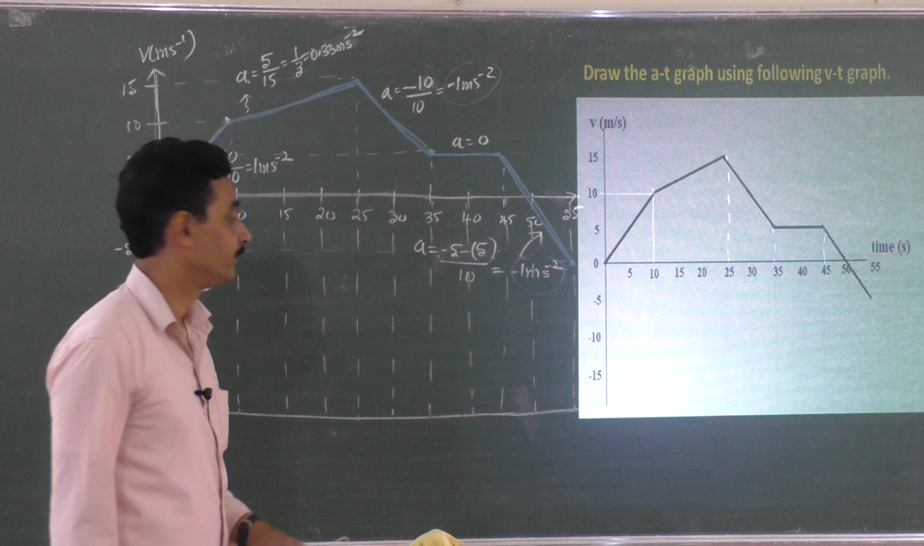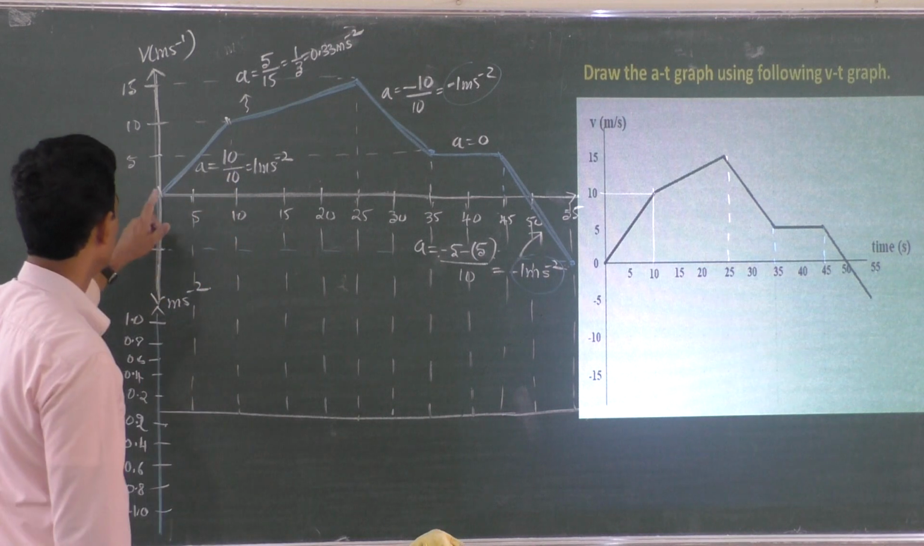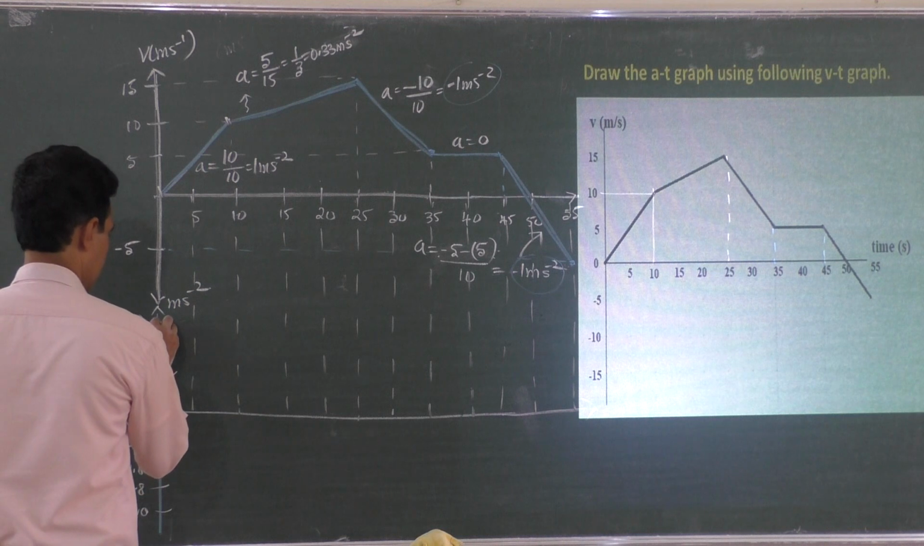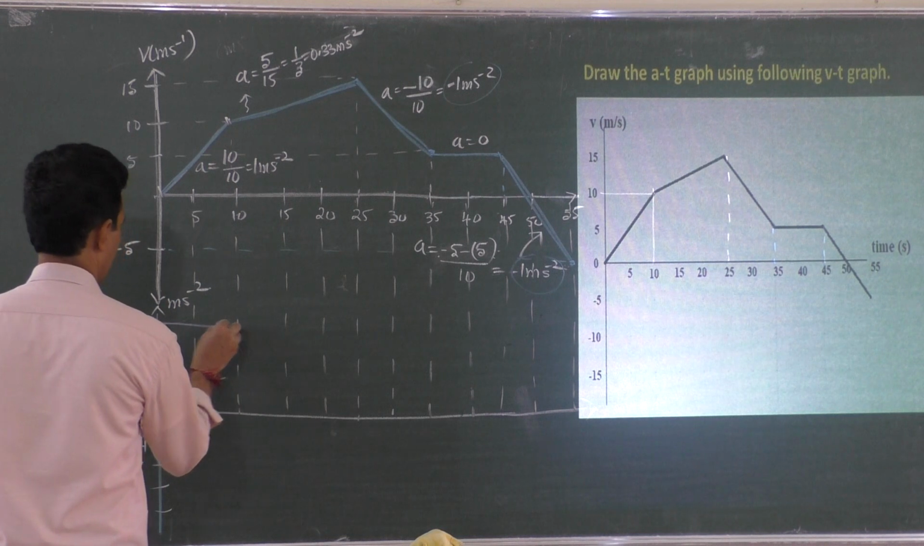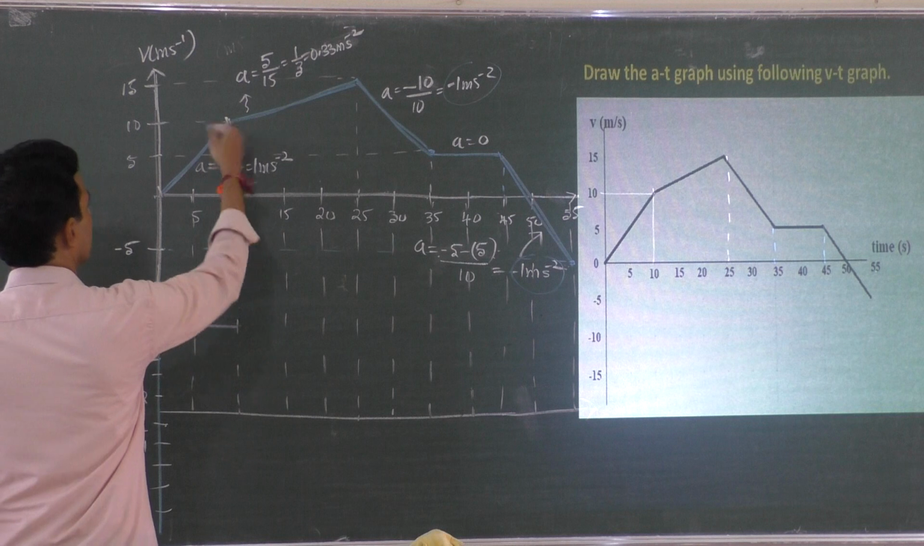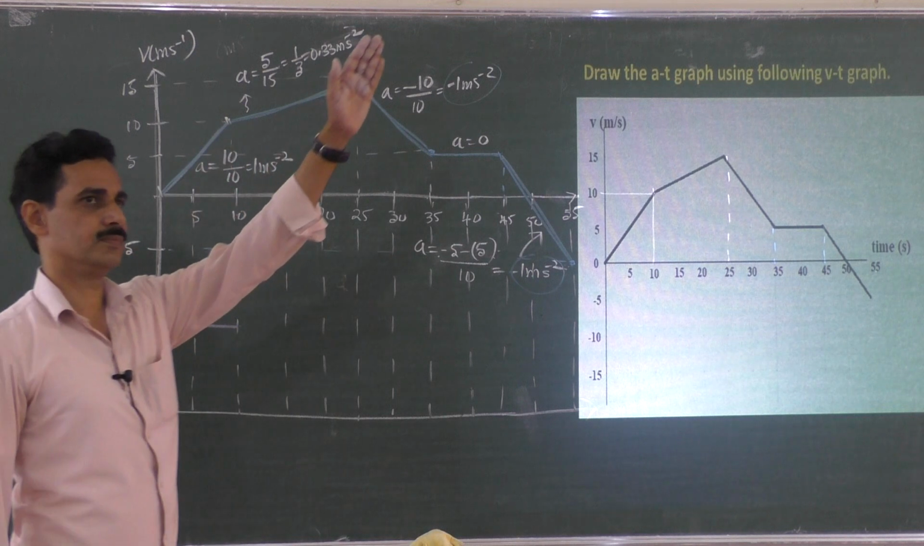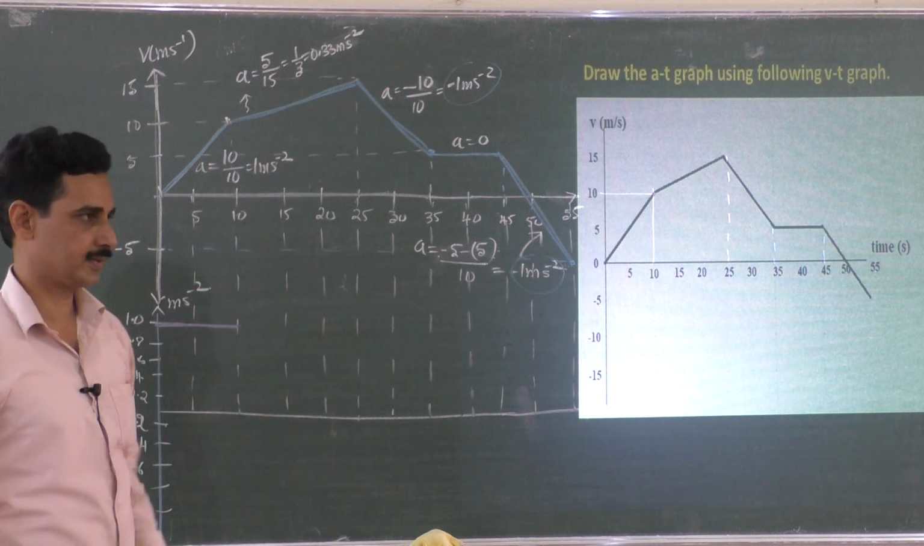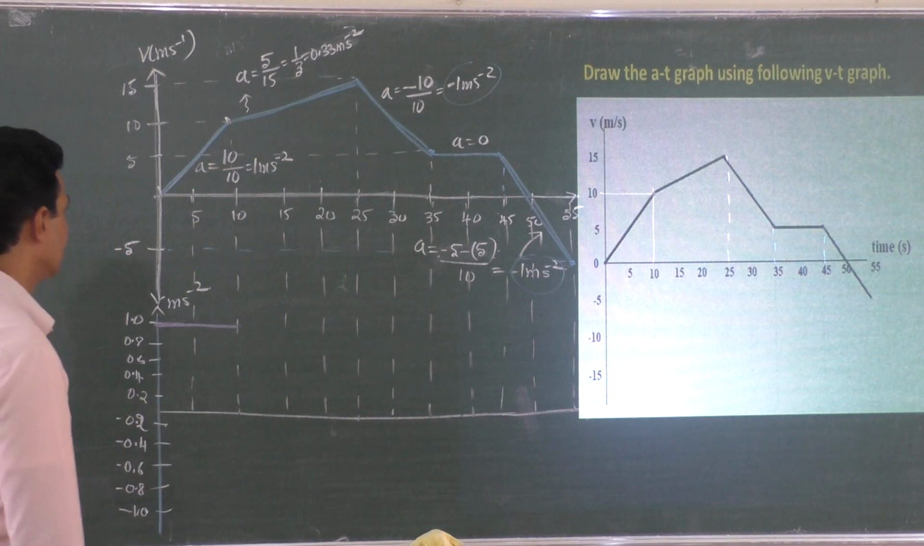Right. Now what about the acceleration between 0 and 10 seconds? It is plus 1 meter per second square. It is a uniform increase in velocity. There is a change in velocity, but the change is uniform. That means uniform acceleration. Okay, what else then?